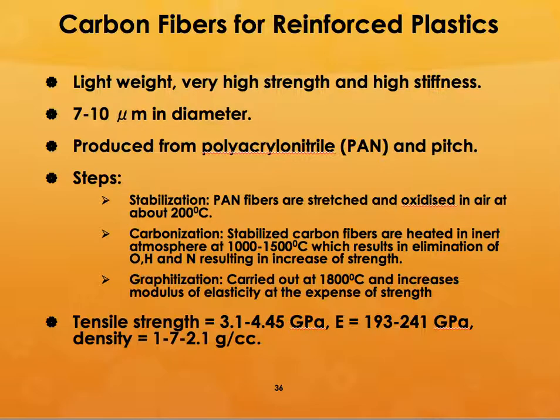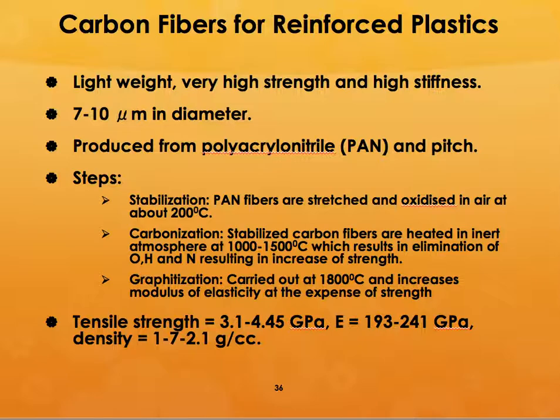In this process, we use what is called a stabilization. We draw fibers of different diameters, mainly uniform diameters, through a die. In a combined fashion, there could be something like 1,000 fibers coming out of this mold, and they are drawn at a specific tension, and they are stabilized by stretching and oxidizing them in air at about 200 degrees centigrade.